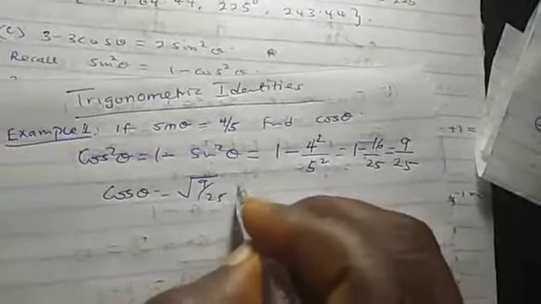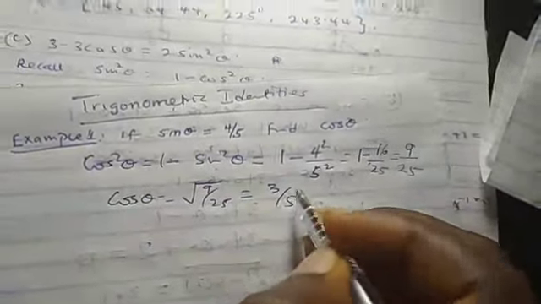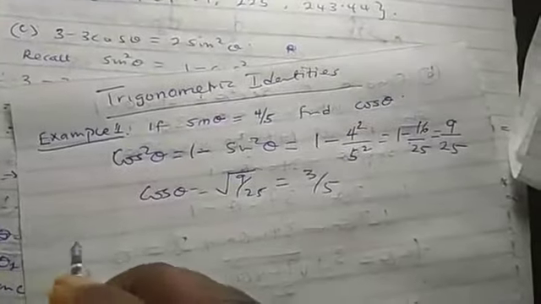9 over 25. To make cos theta the subject of the same formula, we have the square root of 9 over 25. And that is 3 over 5. So that means if sin theta is 4 over 5, then cos theta is 3 over 5.